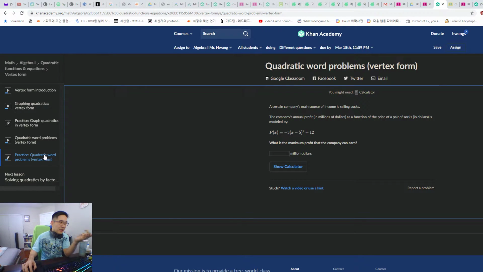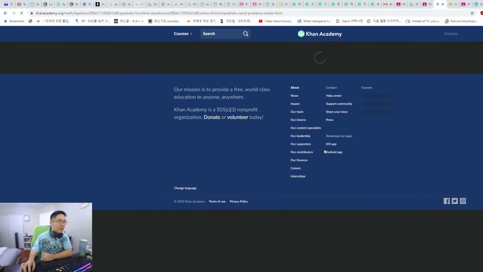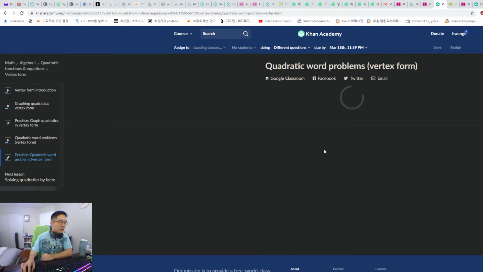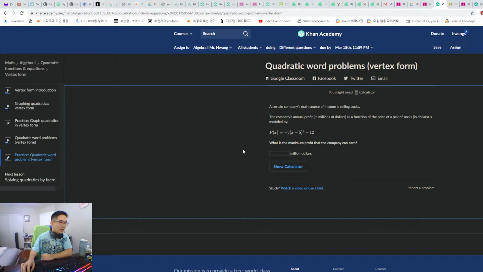I just hit a problem at random, and this first problem came up. If you want, I can refresh it, and you'll believe me that it's random. It's the same problem, right? Anyway, the company's main source of income is selling stocks. I did it with stocks, but blah blah blah. You guys don't really care. What we care about is this.